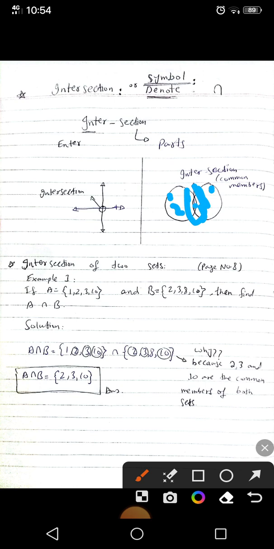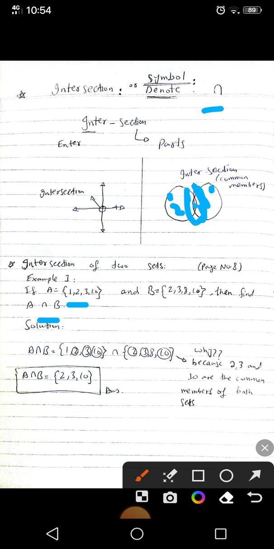In the book, page number 8, we have example number 1 regarding this point. If A is equal to {1, 2, 3, 10} and B is equal to {2, 3, 8, 10}, then find A intersection B. The symbol of intersection is this one. It is opposite to union.